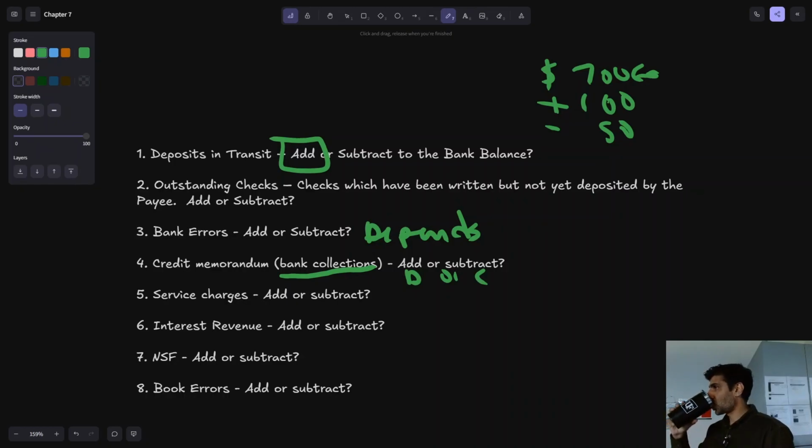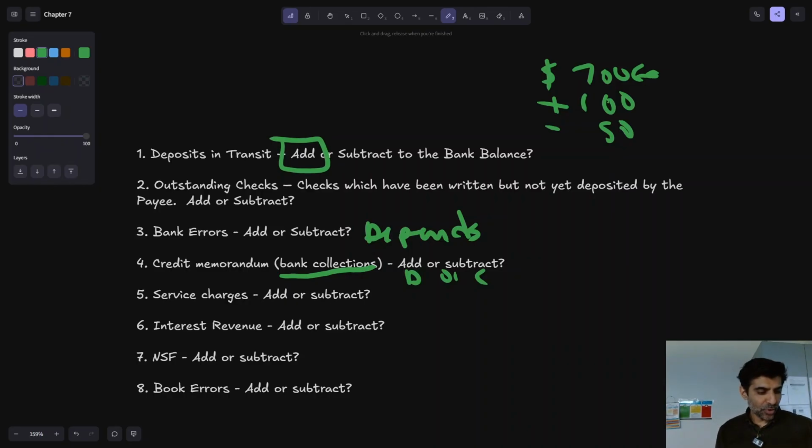Cash. Yeah, debit. So we would debit cash, but what we credit would depend, right? If it was a customer sending us money for an account receivable, we would debit cash, credit account receivable, right? So we would have to know what the cash was coming in for.